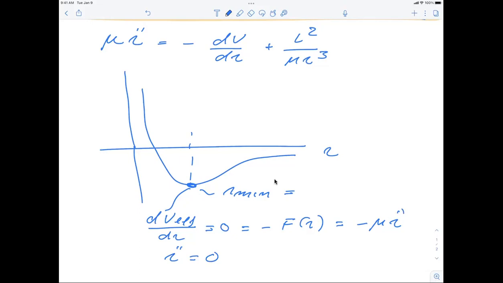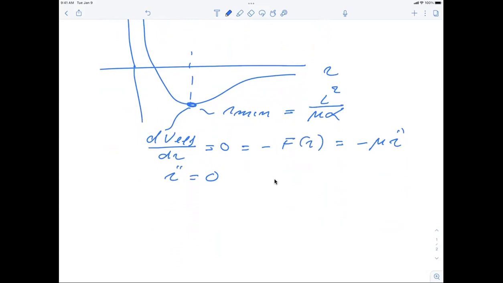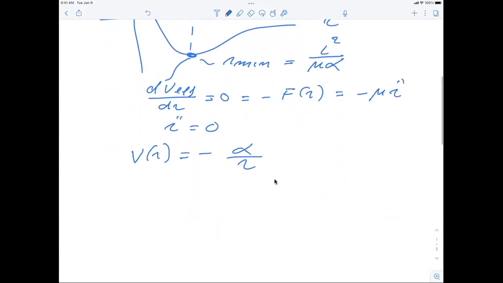This r min, when we did the calculations on Wednesday, we found that that was equal to L squared divided by the reduced mass times the parameter which contains all the constants in the potential. So the potential is given by this, minus alpha divided by r. Now, one of the things which we also found is that the angular velocity, d phi dt, is a constant if r is a constant. And this is now given by r is equal to r min.